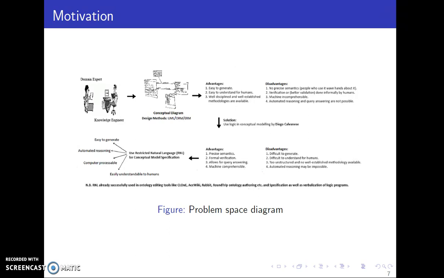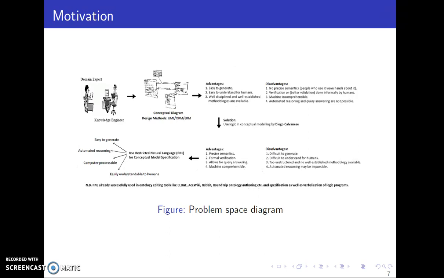To overcome these disadvantages, in 2013, Diego Calvanese proposed a solution. He suggested that we should use logic while designing a conceptual model along with these modeling techniques. The advantages of using logic are precise semantics for all verification, allow for query answering, machine comprehensible. The disadvantages for using logic are difficult to generate logical notations, difficult to understand for humans, too unstructured, and no well-established methodology available. Automated reasoning may be impossible.